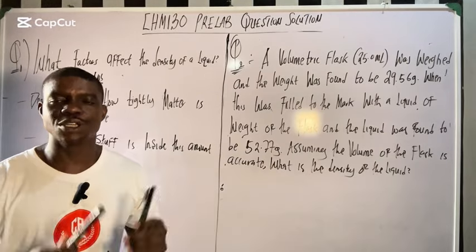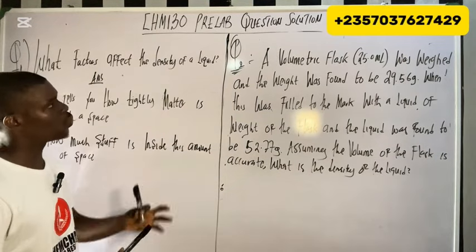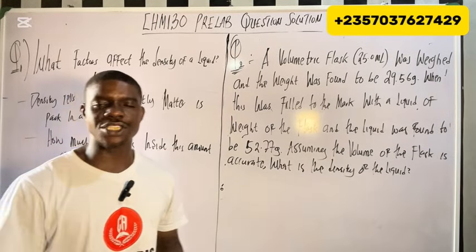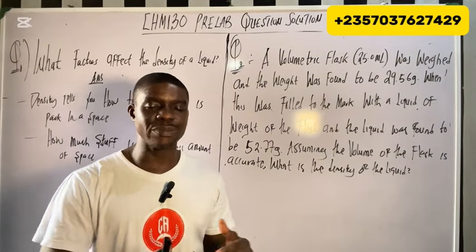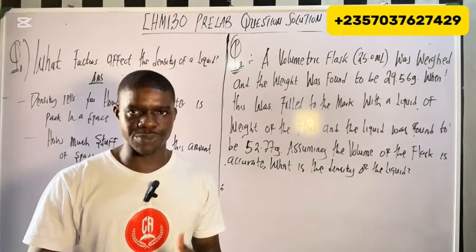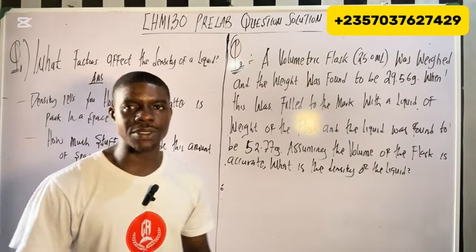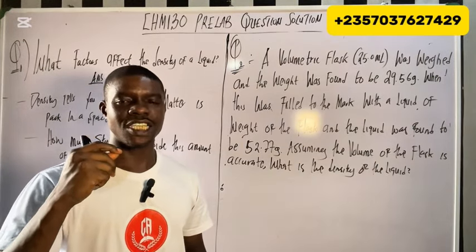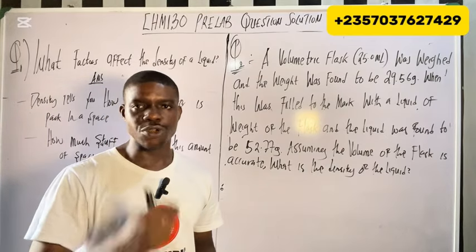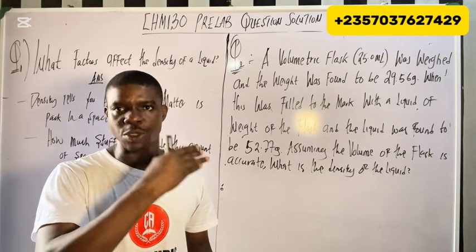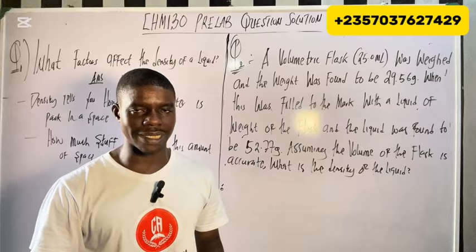In this video, we are going to answer some Prelab questions in CHM130. In case you don't know, CHM130 is the code for Junior Chemistry 1 in University of Port Harcourt. The questions we are about to solve here are from the Prelab questions, so for those of you who have to submit this, please pay close attention.